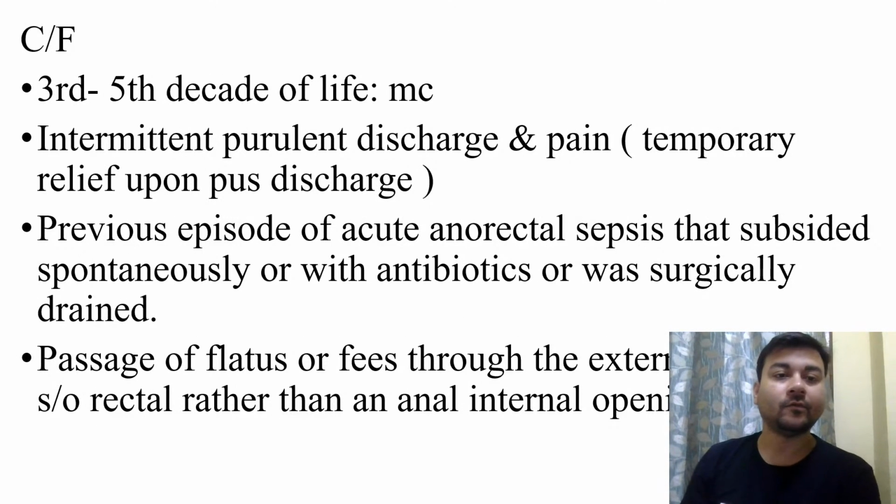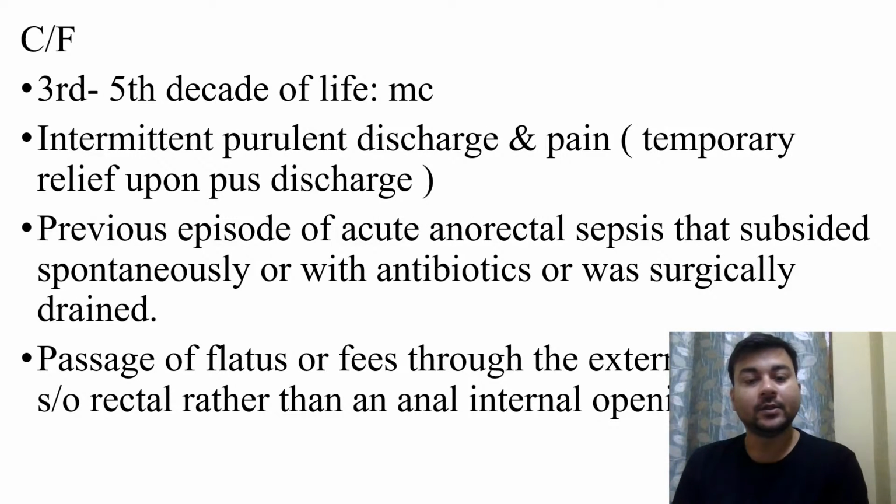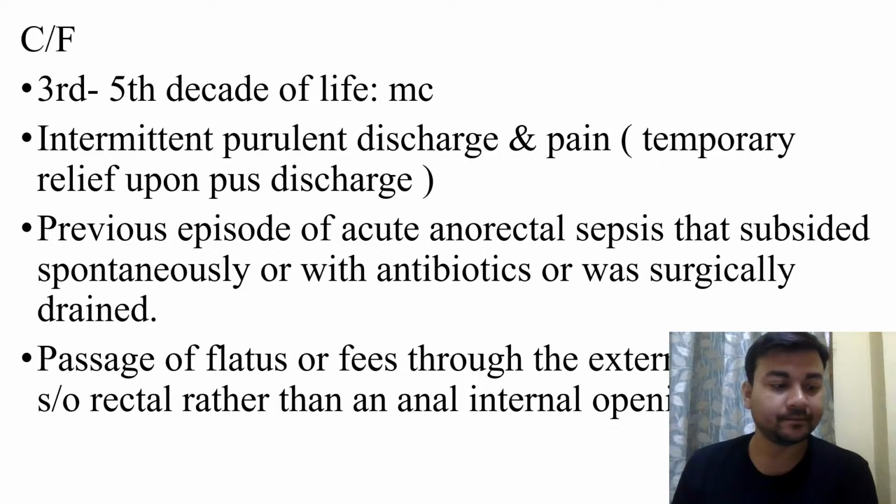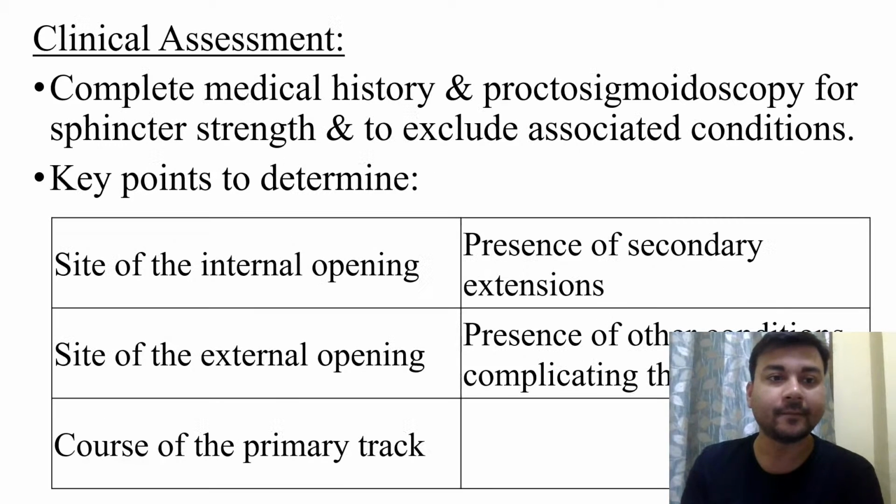Okay, now how does a patient present with fistula in ano? Most commonly the 3rd and 5th decade of life may present, and there will be intermittent purulent discharge and pain, with temporary relief upon pus discharge. There is a previous episode of acute anorectal sepsis that subsided spontaneously or with antibiotics or was surgically drained. Passage of flatus or feces through the external opening is suggestive of a rectal rather than an anal internal opening.